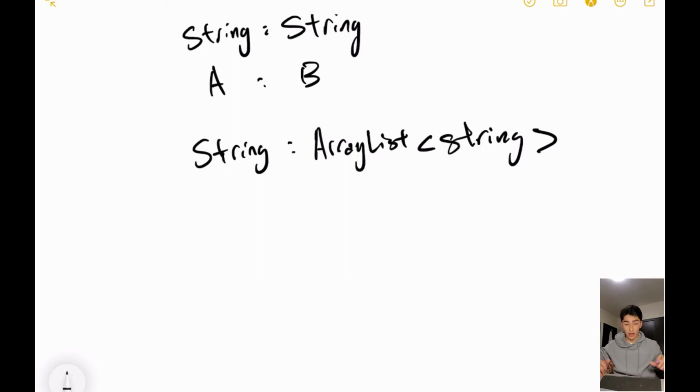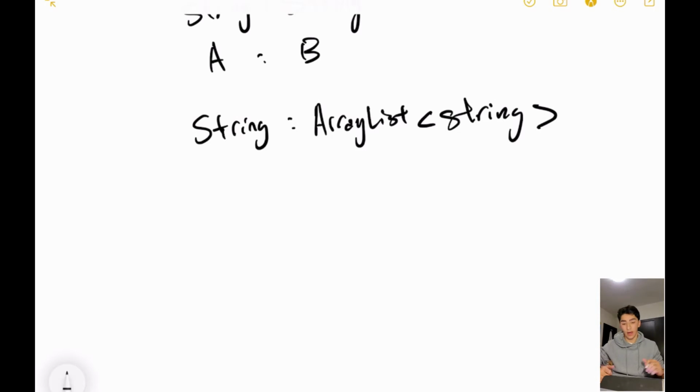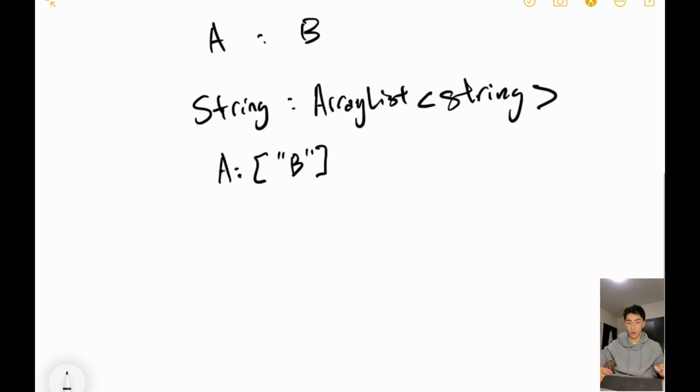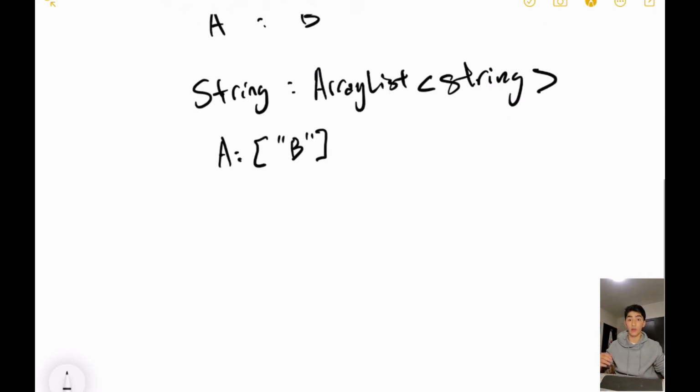Hence, it's perfect. Now it's going to look a little bit more like A points to an array where B is one of the values. This is what it looks like now, and it does our job perfectly.